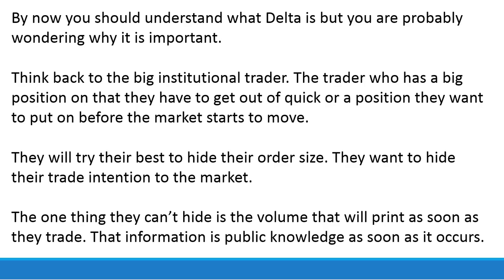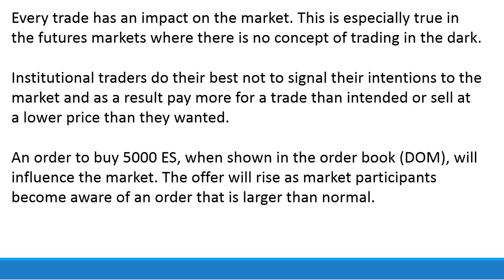But again, they want to hide their trade intention from the market, so they're going to use execution algos to hide what they're doing. The thing they can't hide is the volume that prints as soon as the trade is done. That information is public knowledge as soon as it happens. Whether it trades 1 lot or 500, it prints in the volume. It's there for everybody to see, analyze, and make their trading decisions.